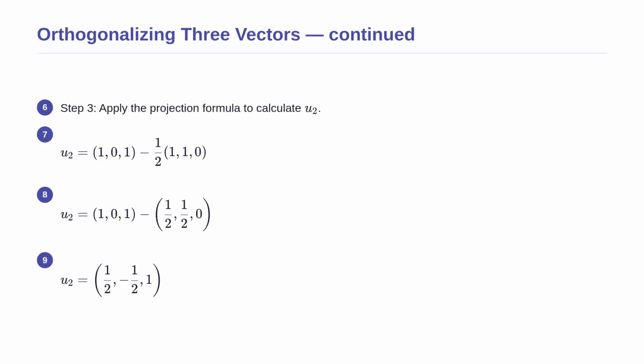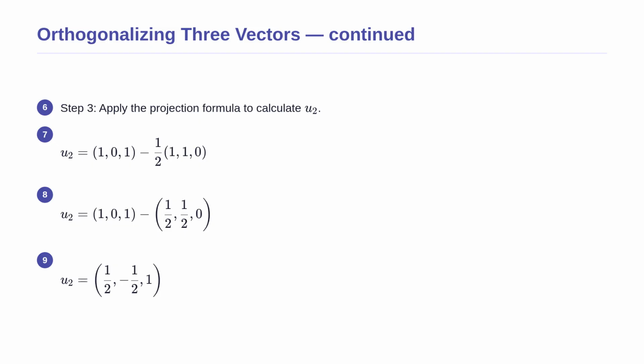Continuing our 3D problem, we plug our overlap and length into the formula for u2. We subtract exactly 1/2 of u1 from the original v2. We distribute the 1/2 into the coordinates of u1, giving us the shadow vector 1/2, 1/2, 0. Now we subtract this shadow from v2 coordinate by coordinate.